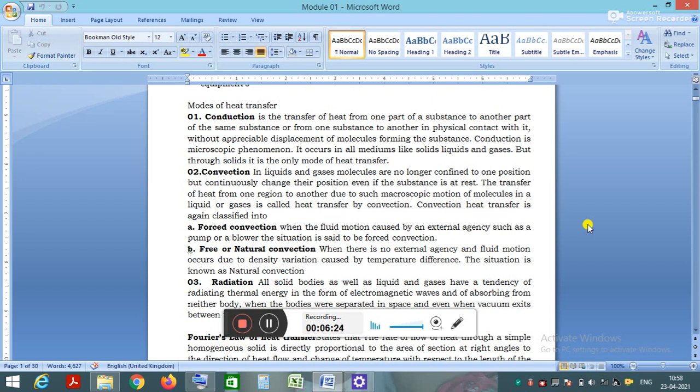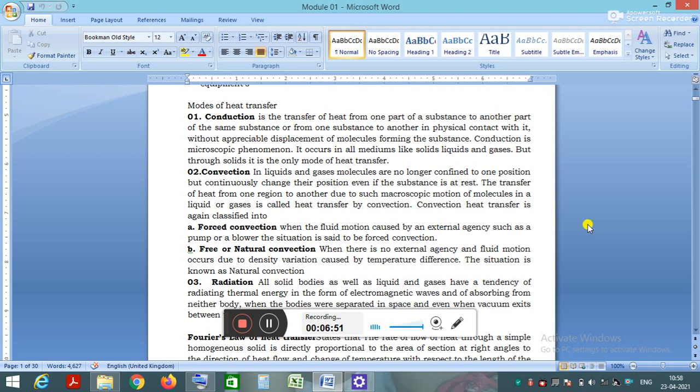Here the fluid particles are made to flow from one region to another by an external agency such as a pump or a blower. When the heat transfer takes place with the help of a pump or a blower, that type of convection is called forced convection.